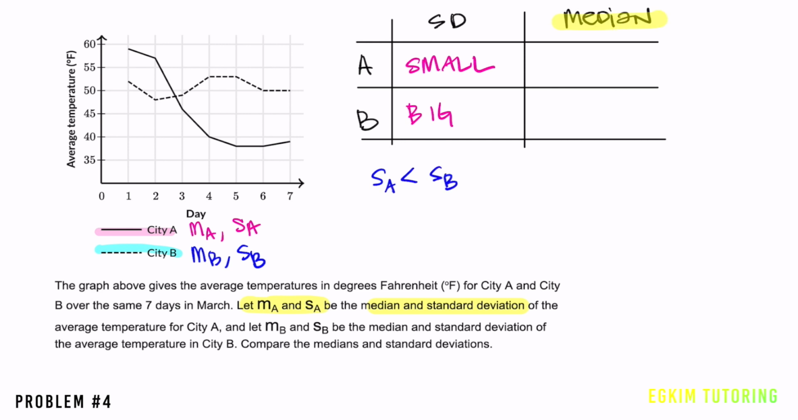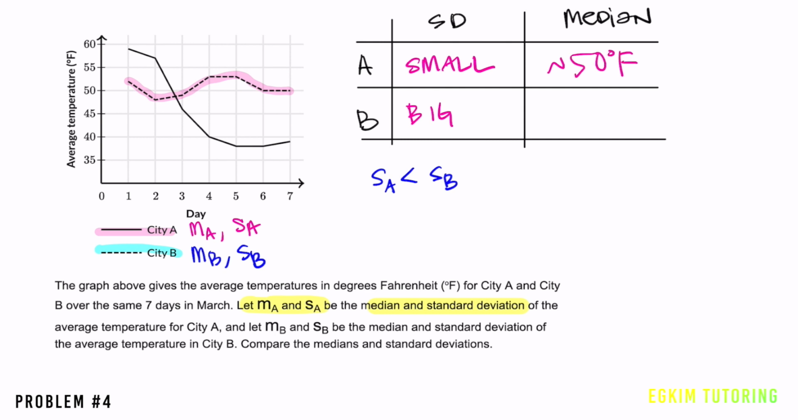Let's talk about medians. The median is your middle data point if you ordered your data set from low to high or high to low. If we look at city A's data, it's not in any order, but it is clustered around 50 degrees Fahrenheit, so we could say the median is probably around 50 degrees.